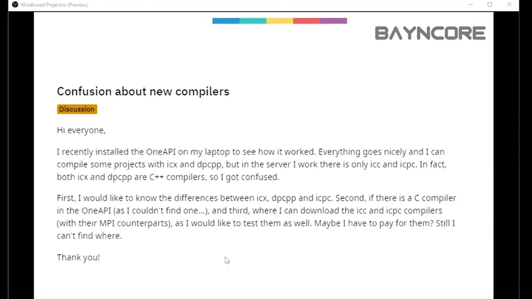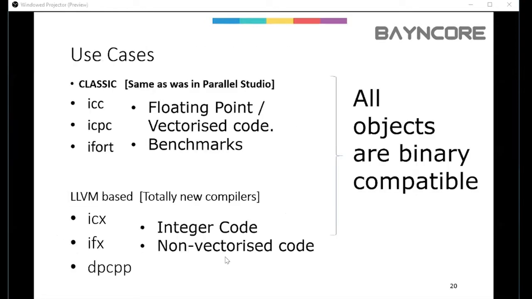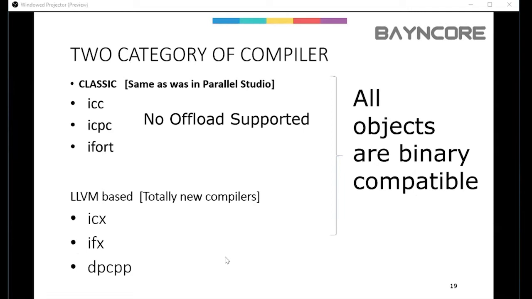So, compilers. In the oneAPI, there are two categories of compilers, and you saw it when we looked at the content of the HPC Toolkit. There's the classic compilers, so those that are in Parallel Studio. So there's ICC and ICPC and ifort, so C, C++, and Fortran compilers. Those are the same as in Parallel Studio, but you're not able to do any offloading to accelerated devices.